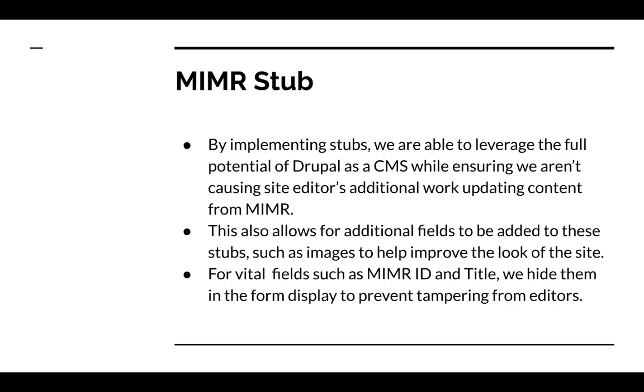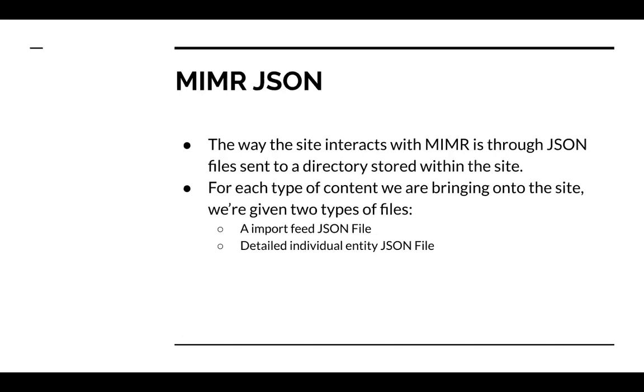So now that we've talked about how the structure of a MIMR stub is set up, we need to talk about what kind of stuff we are actually getting from MIMR itself. The way that MIMR interacts with the Drupal 8 site is through JSON files sent to a variety of directories stored within the site. For each type of content or entity we're creating, we are given two types of files: an overall import JSON feed file that represents all entities of that type, and for each of those entities, an individual entity JSON file.